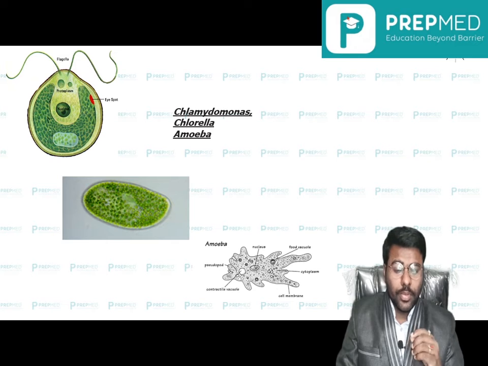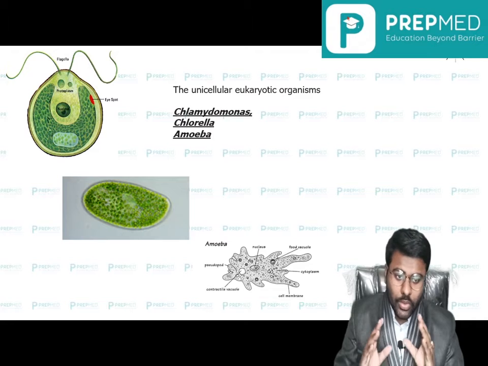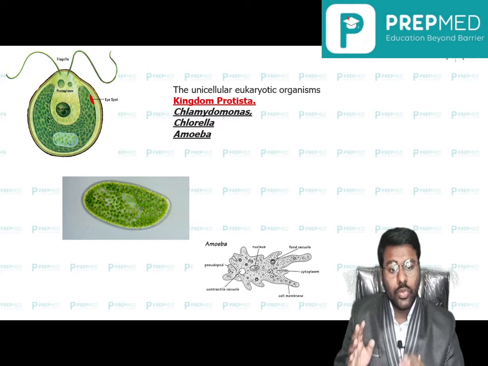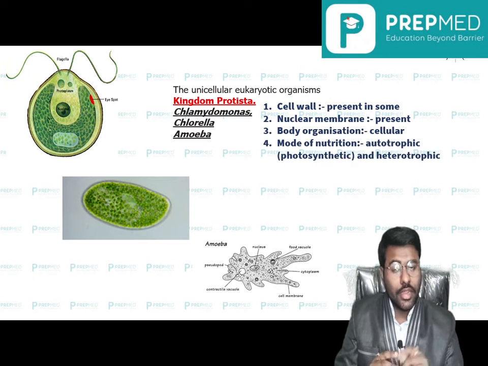When you see these three pictures, Chlamydomonas, Chlorella or amoeba, they are unicellular eukaryotic organisms, and we know the kingdom is Protista. When Protista is in your mind, there are 4 points you have to remember. Cell wall may be present in case of some. The nuclear membrane is present. The body organization of this kingdom is cellular type. And the mode of nutrition is autotrophic, that means photosynthetic, and some are heterotrophic.